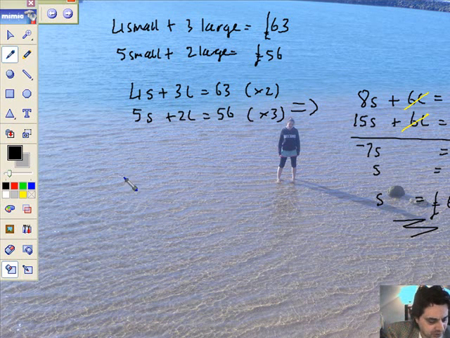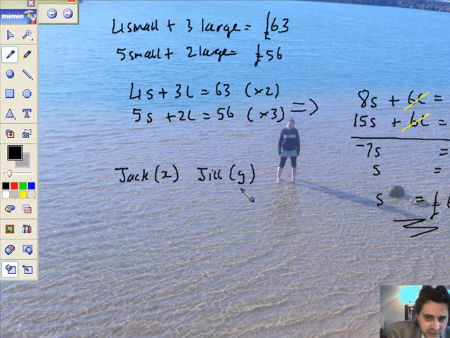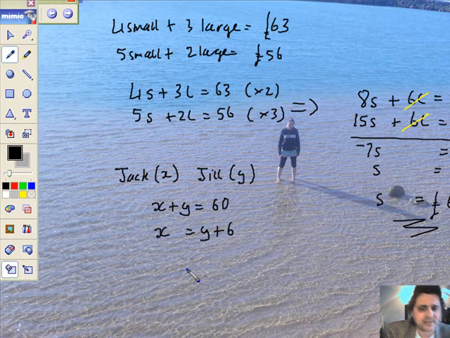Question 9. Jack is X years old. So Jack is X. Jill is Y years old. I can feel a nursery rhyme coming on. The sum of their ages is 60, so Jack and Jill are 60 together. Jack is 6 years older than Jill. Well, if Jack is 6 years older than Jill, then I reckon Jack equals Jill plus 6. What do you think of that then?